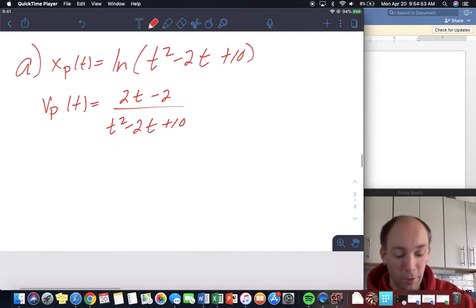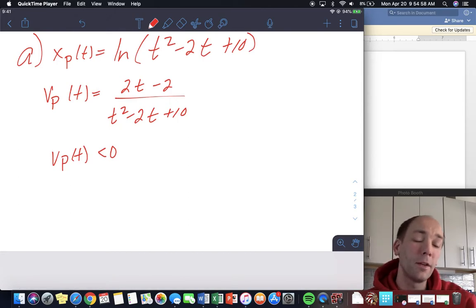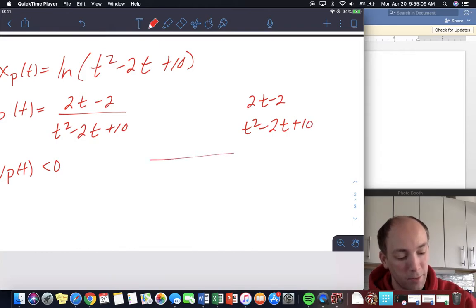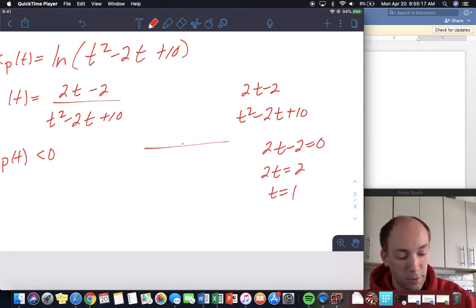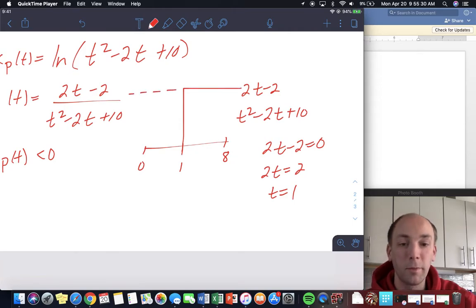So what we need to do is figure out when this velocity is less than 0. One way we can do that is a sign chart. So we can look at the top and we can look at the bottom. For the top, if I set that equal to 0, t is going to equal 1. And for my time interval, remember this is only between 0 and 8. So between 0 and 8, 1 for the top. Anything bigger will be positive. Anything smaller would be negative.